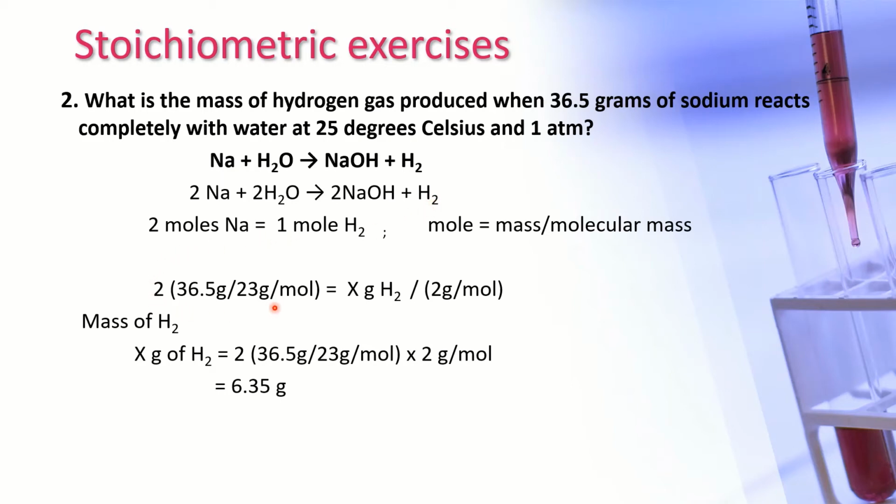So, to solve for this reaction, you can use mole-to-mole ratio. So 2 moles of sodium will produce 1 mole of hydrogen gas. So 2 moles of sodium hydroxide, 2 times 36.5 grams over 23 gram per mole is equal to X gram of hydrogen gas over 2 grams per mole. So the mass of hydrogen, to transpose 2 grams per mole to the left, so X gram of hydrogen gas is equal to 2 times 36.5 grams over 23 grams per mole times 2 grams per mole is equal to 6.35 grams.